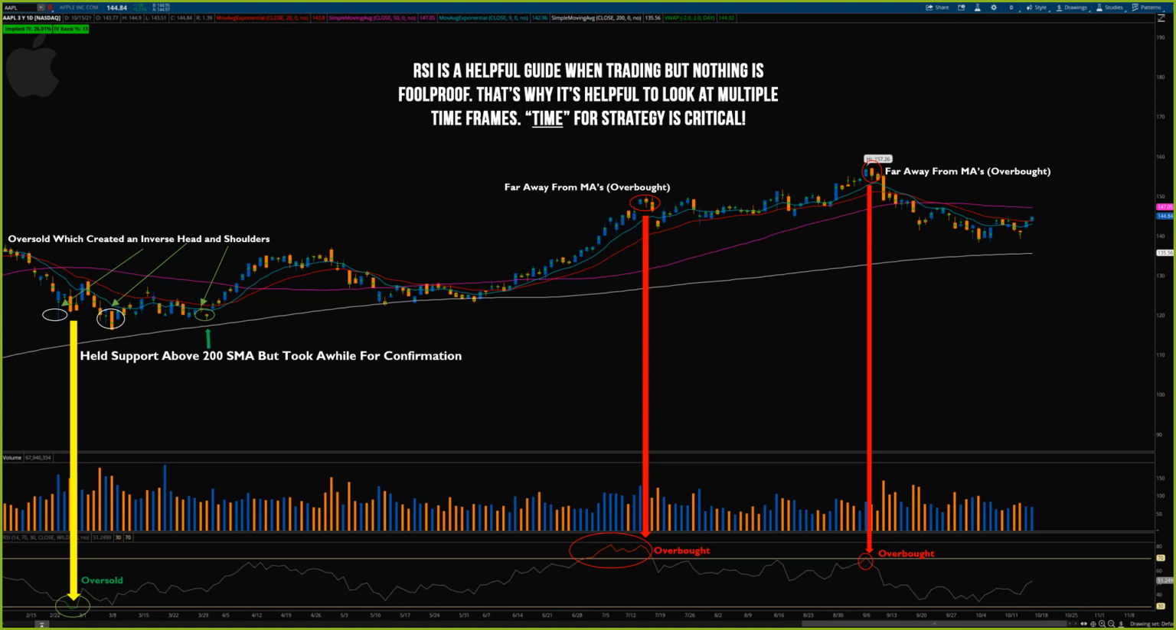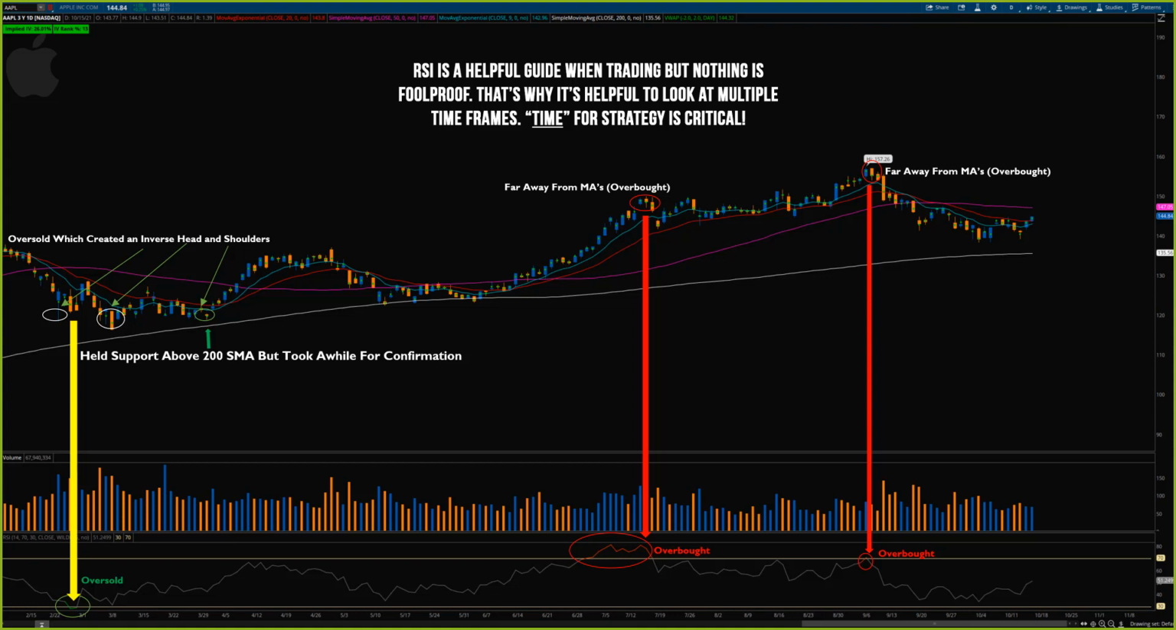So looking at a chart here, again, it's a helpful guide. Nothing's foolproof. Look at multiple time frames, and I put time for strategy is critical, especially if you're in an options contract. Time, that's why I put it up there. Time will help you depending on what the strategy is with your option, whether you're going to stay in it longer or shorter. So you look at those overbought, oversold areas.